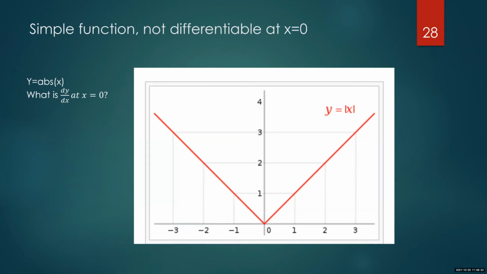Here's a very simple function, and we can't differentiate it when x is equal to 0. The function is y is equal to the absolute value of x. The absolute value of x means if x is positive, then y is equal to x. But if x is negative, y is equal to minus x. So you get two straight lines like that. But what happens at x equal to 0? What is the slope of the tangent to this curve at x equal to 0? There are many lines with many different slopes that you can draw through that point.